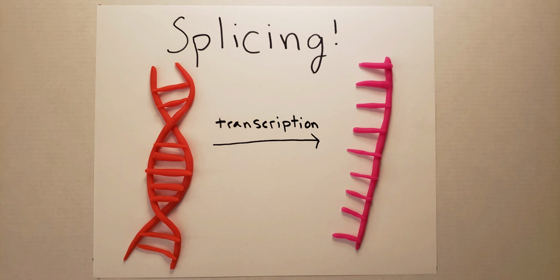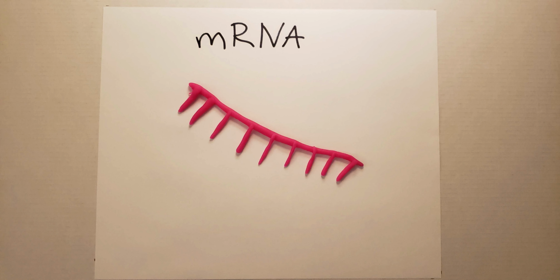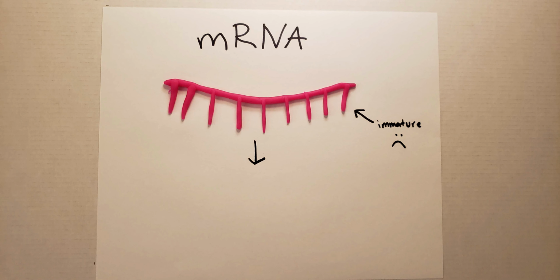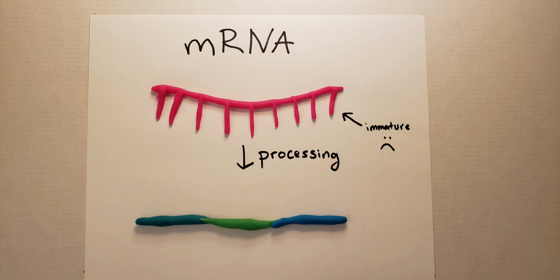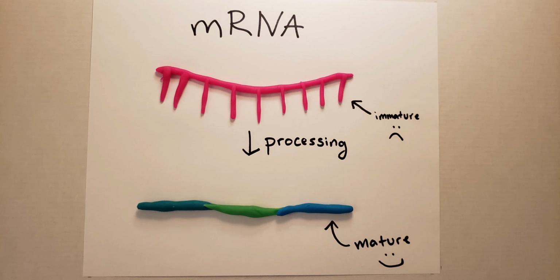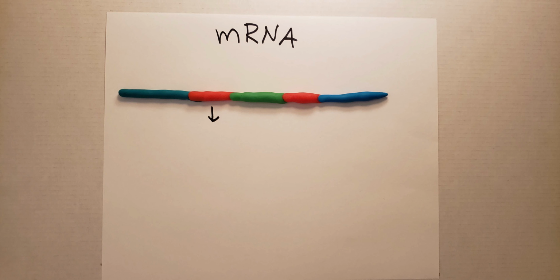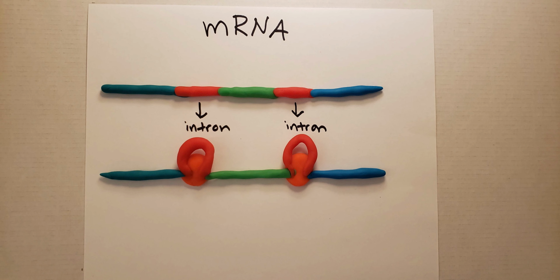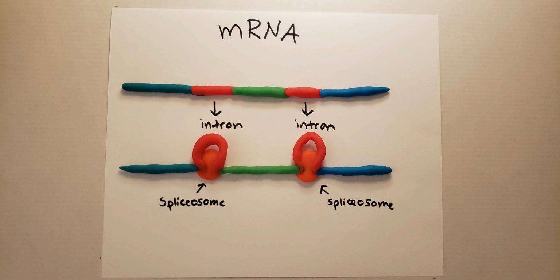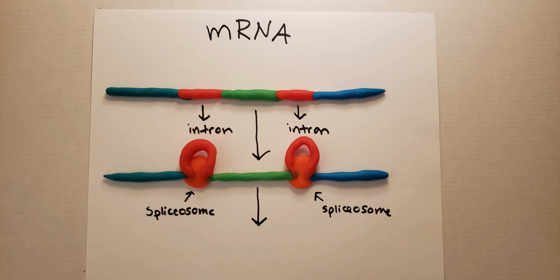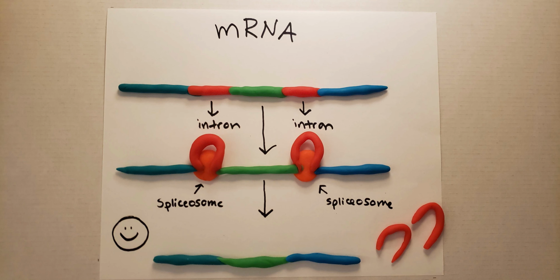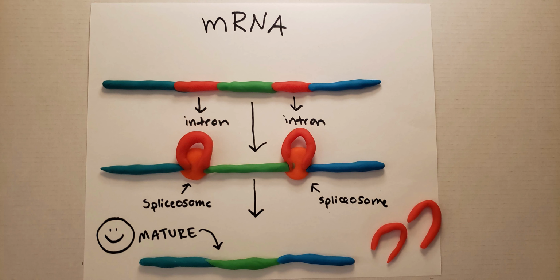To make proteins for the cell, we know that the first step is for DNA to be transcribed into mRNA. This mRNA must be processed so it can be considered mature. To do this, introns in the mRNA, shown here in red, must be spliced out. This is done by the spliceosome. Once the introns are removed, the exons are joined together to form a continuous, mature mRNA. This is the normal splicing process.